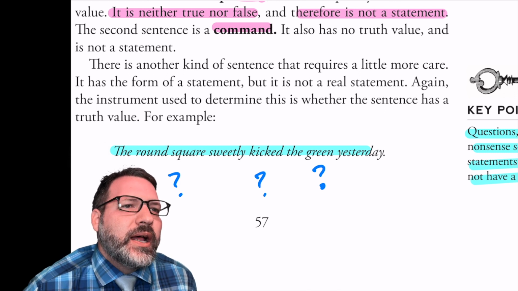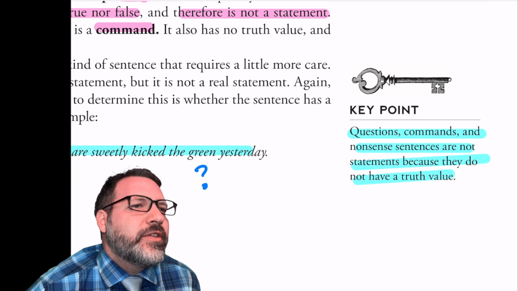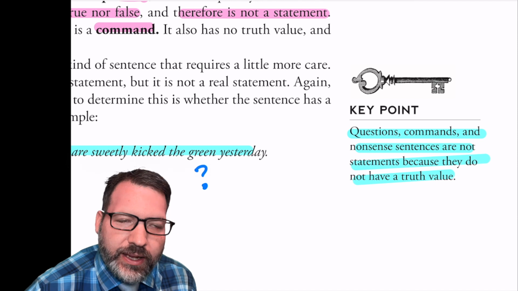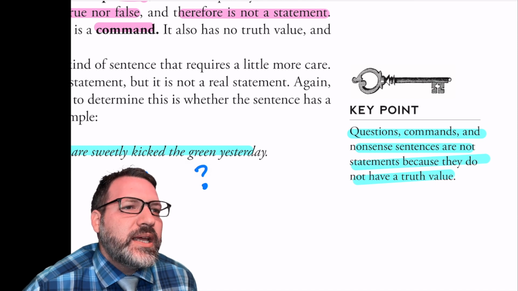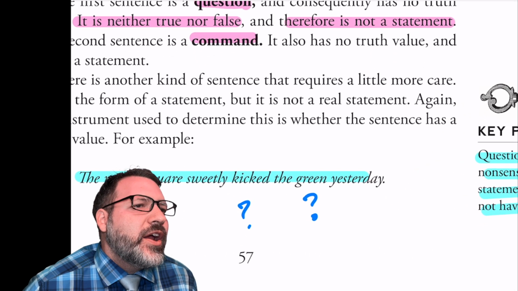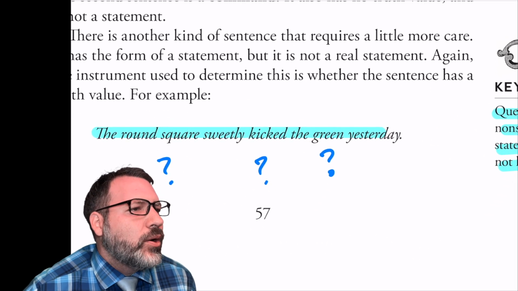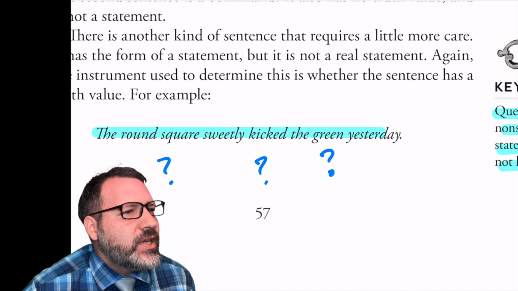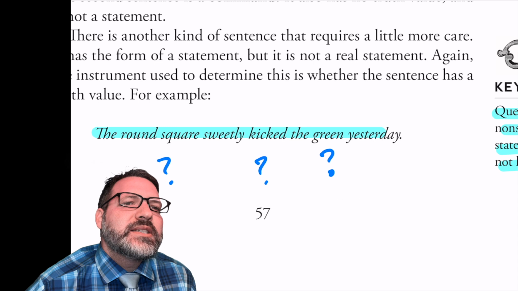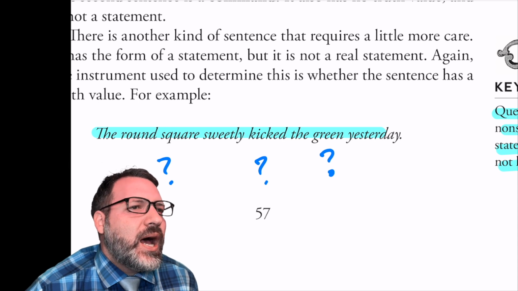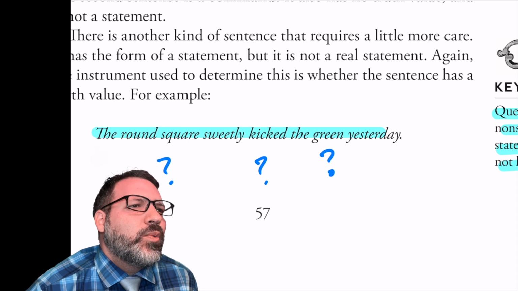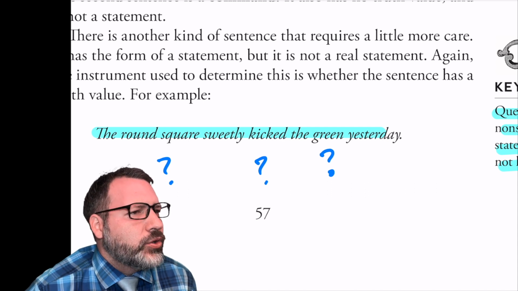This is called nonsense. You can see here in the margin, make sure that's highlighted: questions, commands, and nonsense sentences are not statements because they do not have a truth value. There is no such thing as a round square, and so this sentence does not make any sense. We can't say it's true or false. As I think Eva said, it's impossible, right? As Eliana pointed out, what on earth does it mean to kick green?